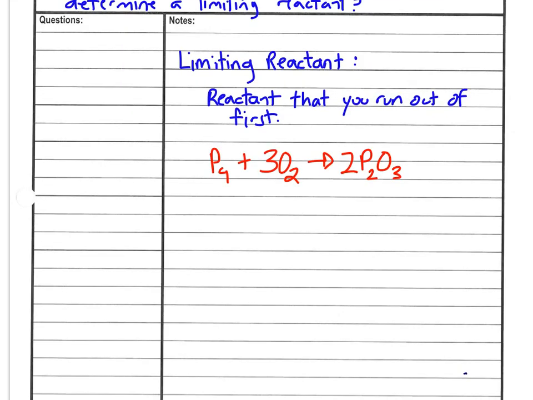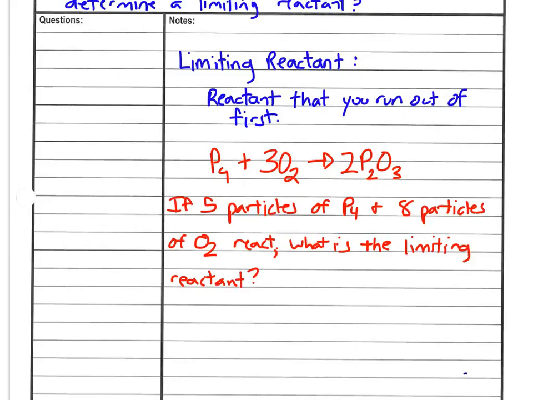So here's our equation. P4 plus 3O2 gives 2 P2O3. So this is a synthesis equation in which our phosphorus and our oxygen are coming together to make this diphosphorus trioxide. And when we draw our particle diagram, we need some boxes. We need to know what we're starting with. So let's get our sample question. If 5 particles of P4 and 8 particles of O2 react, what is the limiting reactant?